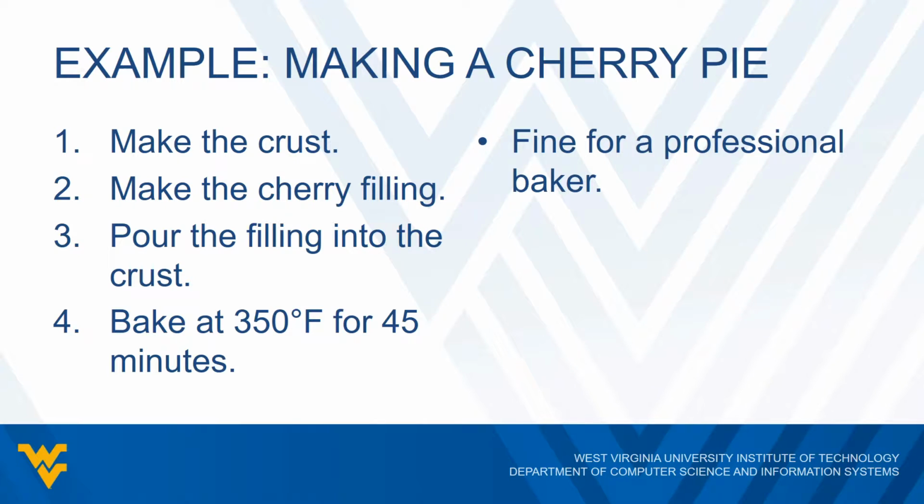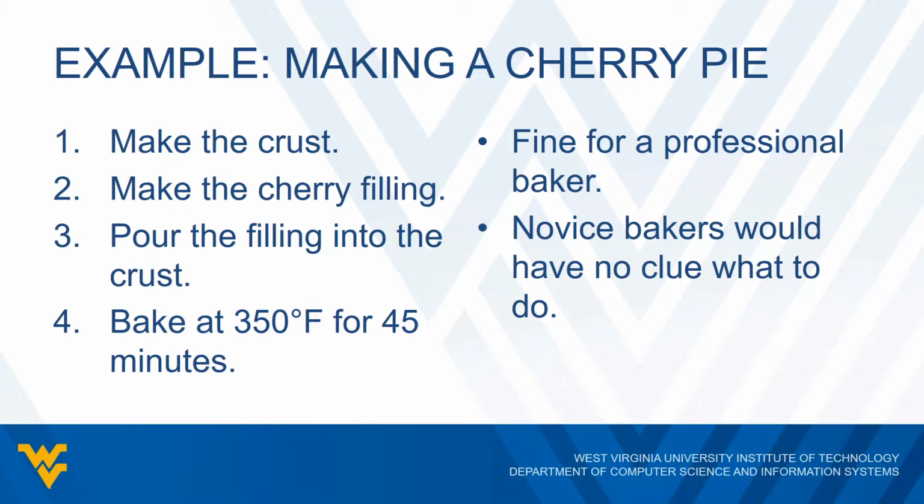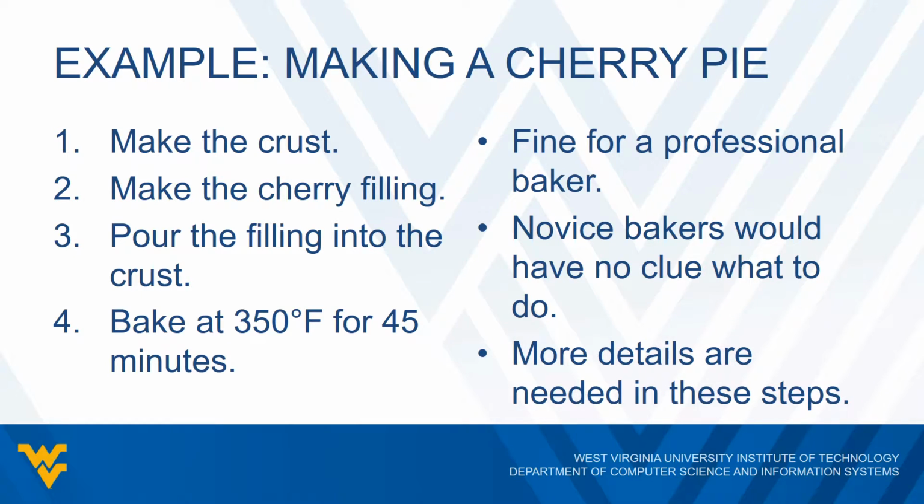Well, for professional bakers, this algorithm would be fine. They would know how to carry out each of these operations. They would know how to make the crust. They would know how to make the filling. That wouldn't be an issue. Now, for the rest of us who probably don't know as much about baking, I certainly don't know much about baking, we would have no idea what to do. We would have no idea how to make the crust or to make the cherry filling. Maybe we just hope there's a can that says cherry filling and that's all we need to make the cherry filling. But we have no idea how to do this. So that means more details are needed in these steps. We need more detailed instructions in order to make our cherry pie.